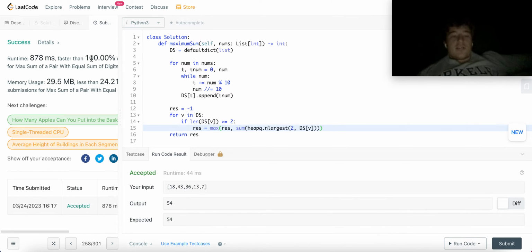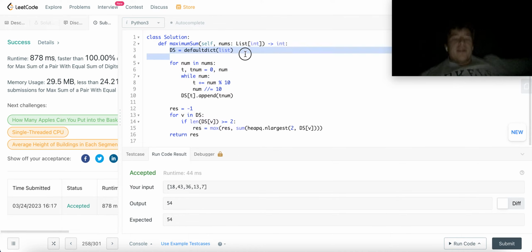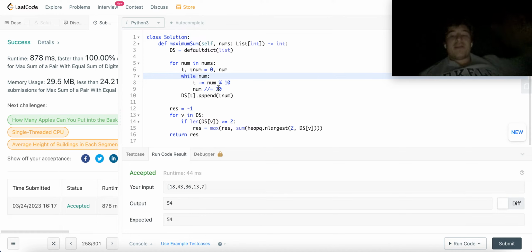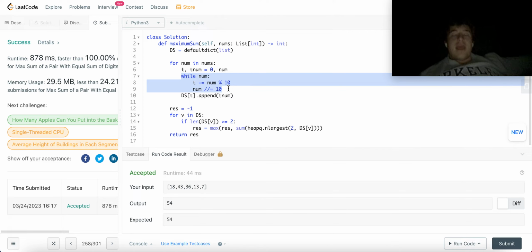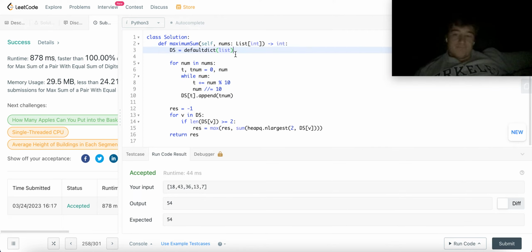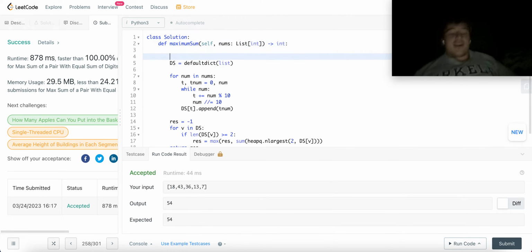So what's the runtime of this? Well, you know, we create this default dict. We look at each number, and then for each number, we divide it by 10 to get a digit sum. So we have to look at all log m. It depends on how you look at it, right?